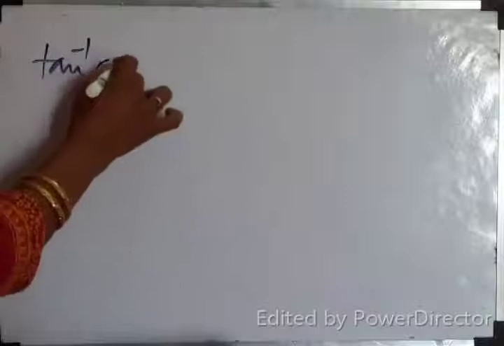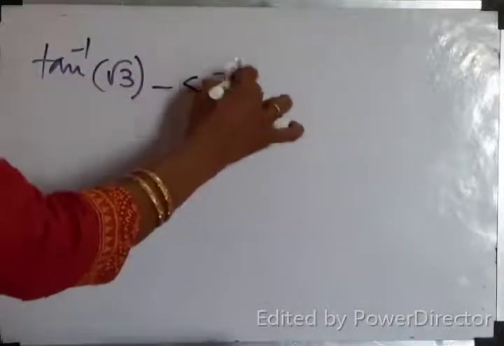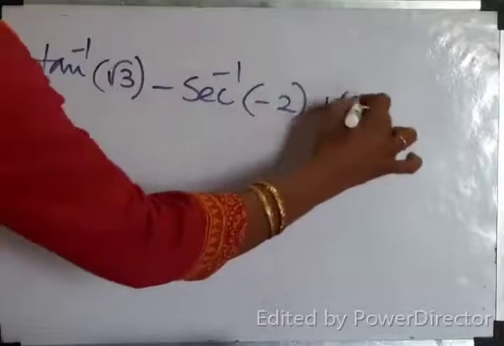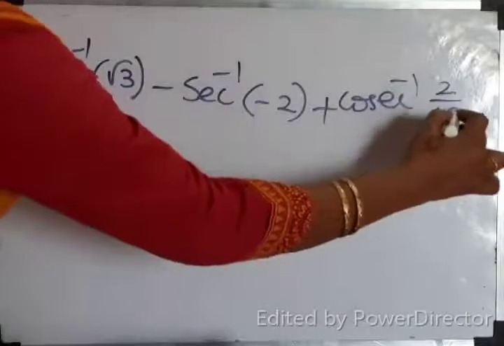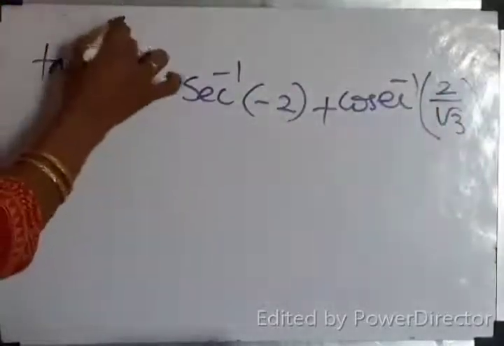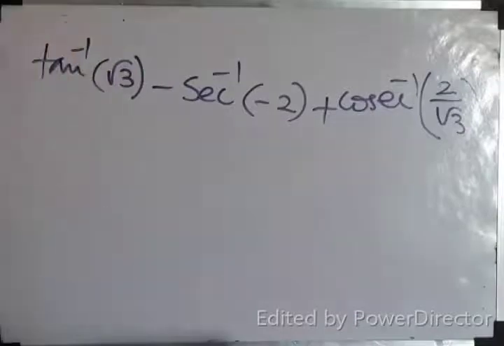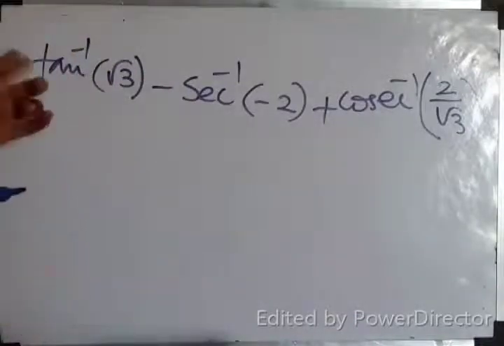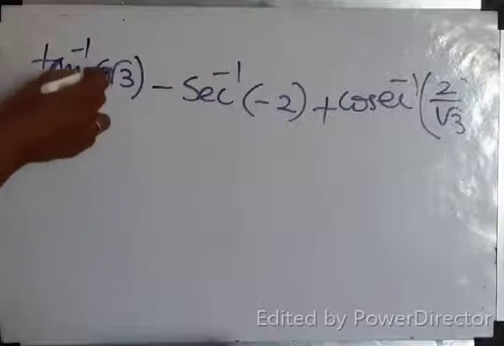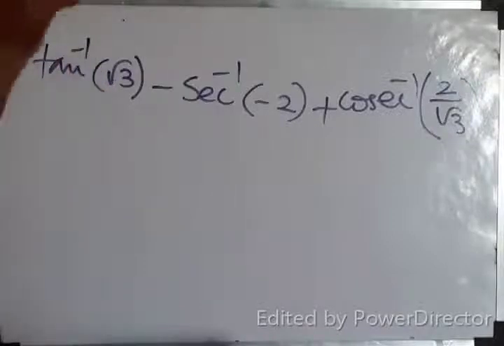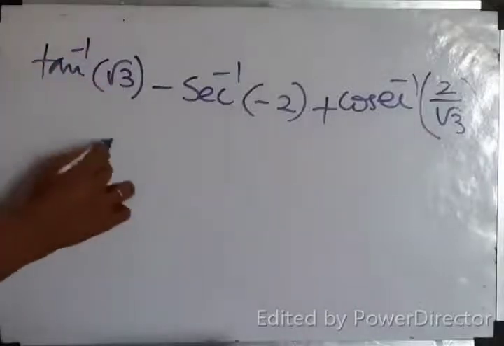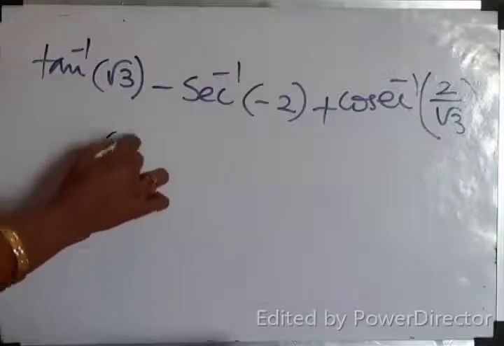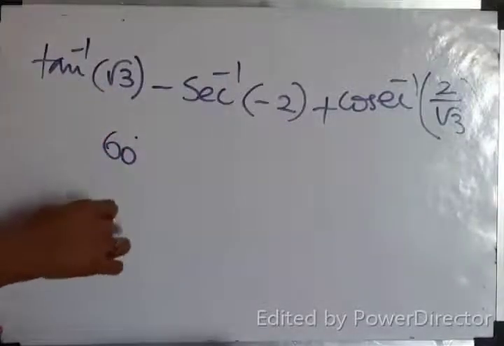Simplify this. The first question is tan inverse root 3 minus secant inverse minus 2 plus cosecant inverse 2 by root 3. This is the question. Simplify. How will you simplify? You can use a calculator also, children. Tan inverse root 3. What angle gives the value root 3? 60 degree, correct. So you can write 60 degree. You can even write pi by 3 also, nothing wrong.